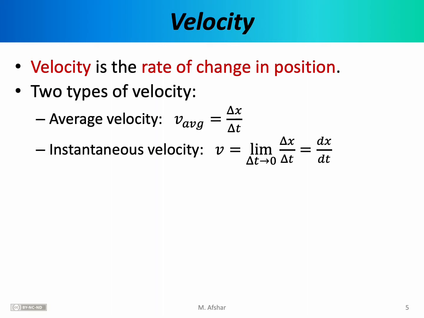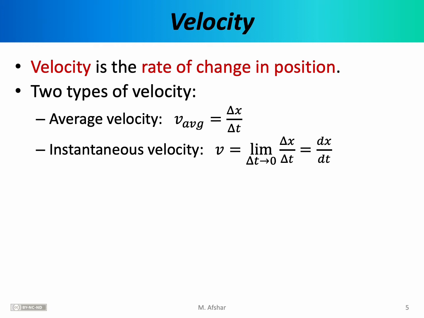There are two types of velocity that we'll want to talk about: average velocity and instantaneous velocity. Average velocity is delta x over delta t. In general, this notation delta refers to the change in some quantity.